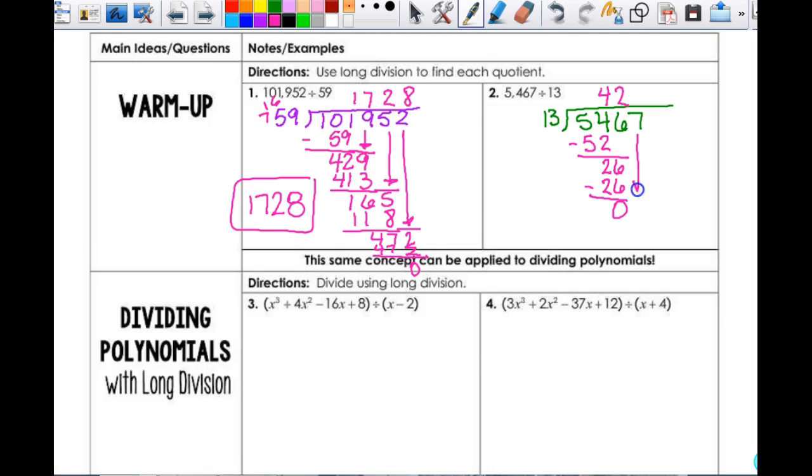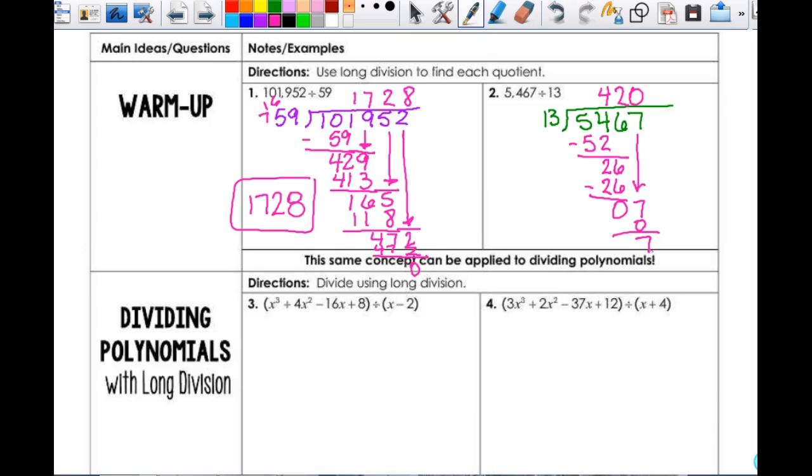So, 13 goes into 7. It doesn't, right? So is my answer 42 and a remainder of 7? No, because that's why it's important that you line this stuff up. I have something missing here. How many times does 13 go into this? 0 times. And then 0 times 13 is 0. Now my remainder is 7. Does that make sense to you?